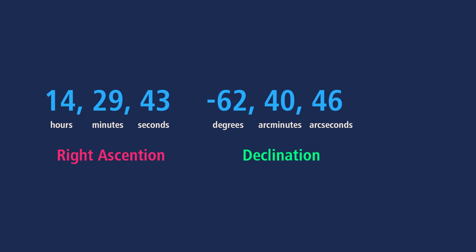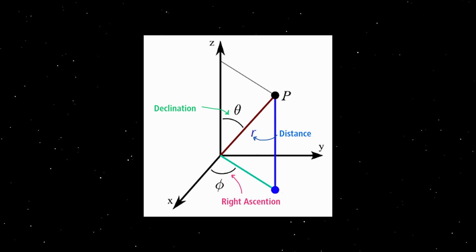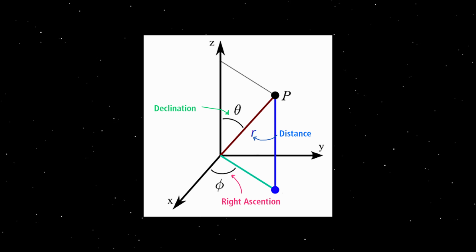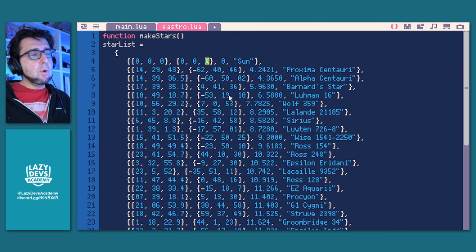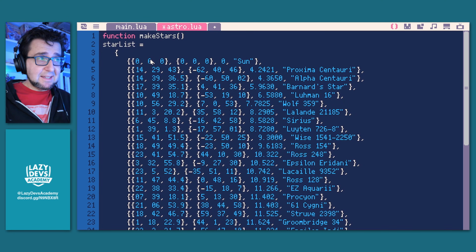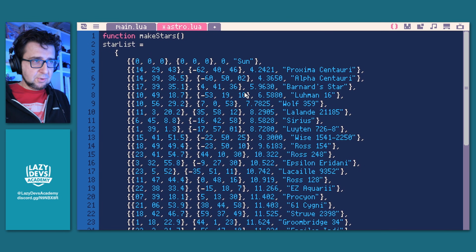In order to figure out where it is in space, we need a 3rd number. That is the distance of a star from Earth. And this is this 3rd, or I guess 7th number here on the table, and that is measured in light years. And with that, we get a full set of so-called spherical coordinates, which we can use to convert to Cartesian coordinates. So now we need a function to turn these weird numbers into useful numbers.